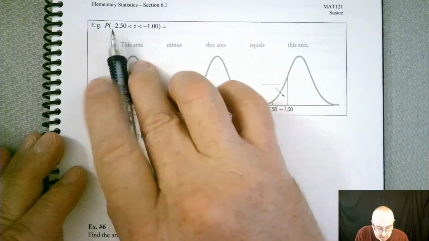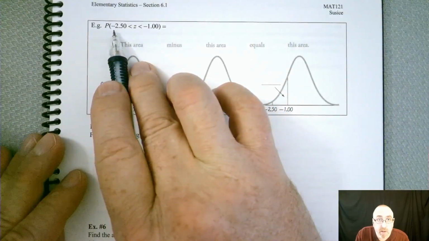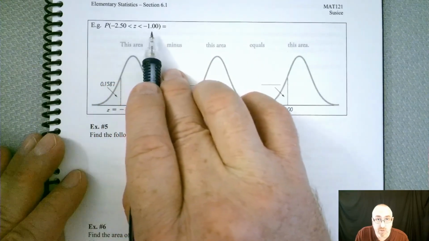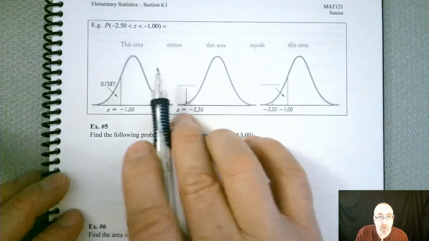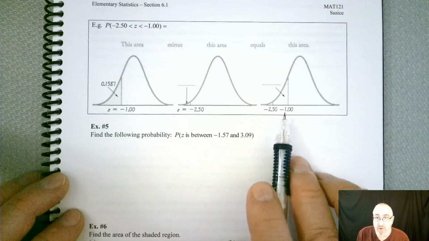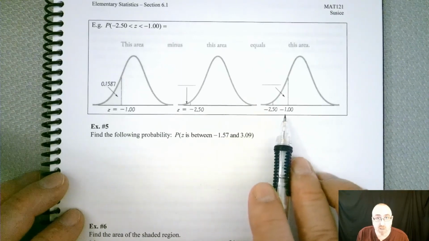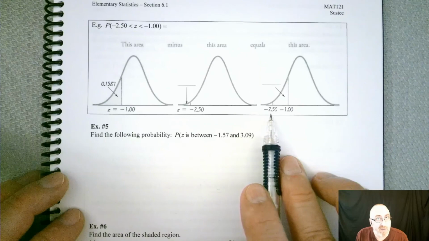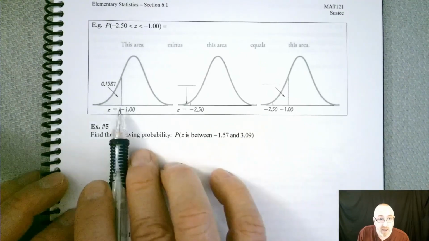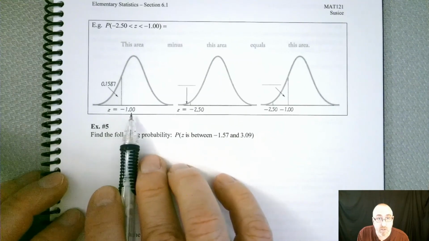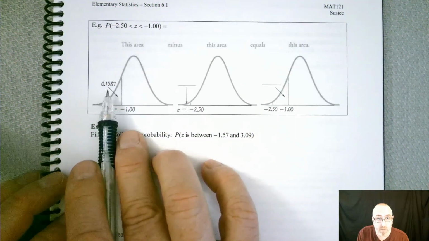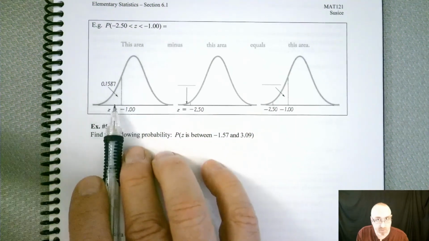So here's a breakdown. We want the probability of z being between negative 2.50 and negative 1.00. So the first thing we want to do is make sure we have a picture. Now this is broken up a little bit, but here's our overall picture right here. We know negative 1 is a little bit bigger than negative 2.50, so we should start with the one further to the right. So that's why we have it here. So negative 1.00 gives us this area of 0.1587, which we saw from a previous problem.